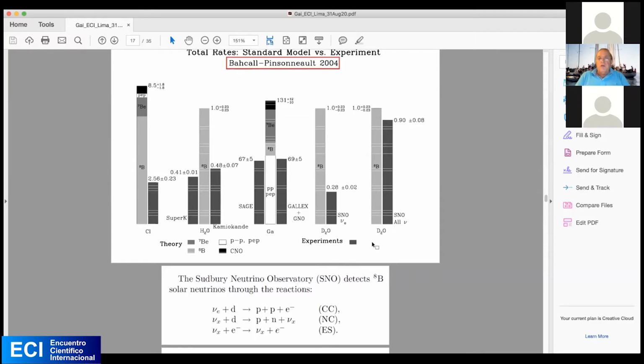So by looking at the dissociation of deuterium, we for the first time saw clear evidence that the standard solar model is correct, because when we look at the dissociation of deuterium, we see the full flux predicted by the standard solar model. But when we look in a different way, what we call charge current interaction, as opposed to a neutral current interaction, we reproduce the result of the chlorine experiment.